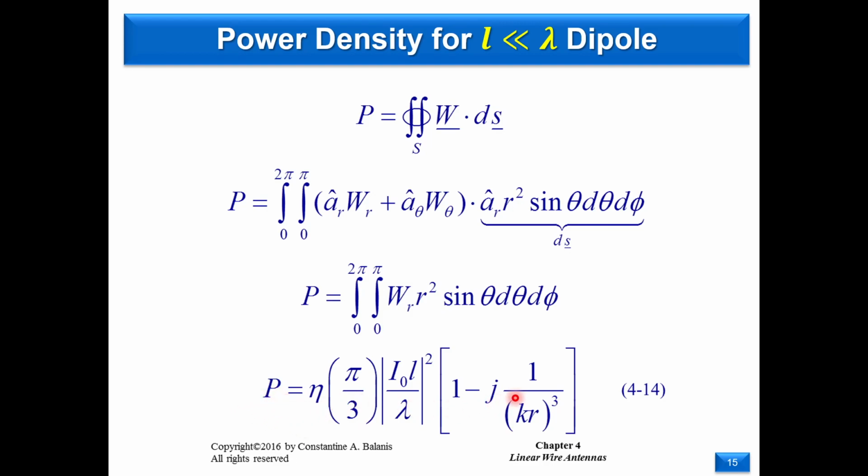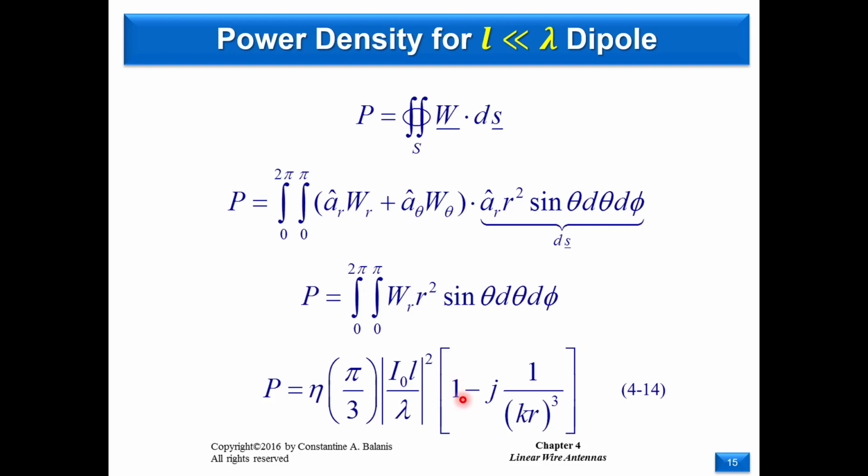power to have this expression: one reactive component that depends on 1 over r cubed, and the other one is constant, which means the real part is constant. So the total radiated power, when we go very large or very small, is the same amount. We're assuming here, of course, that it's a lossless media. So this is the meaning.